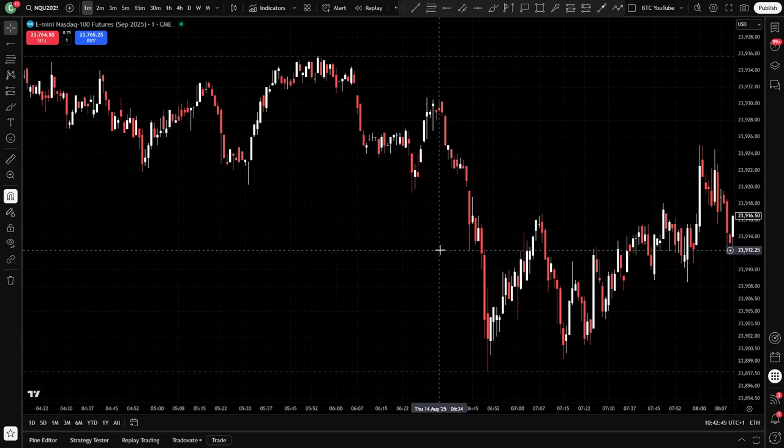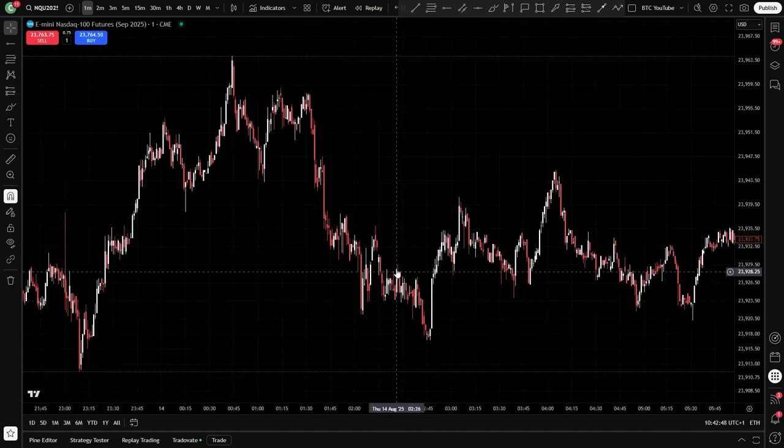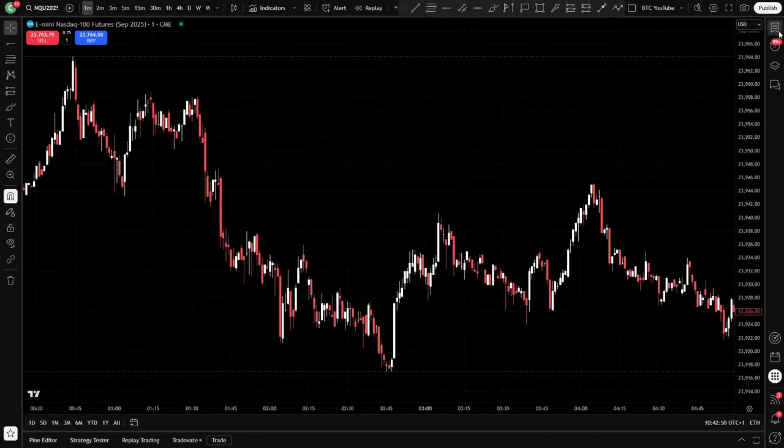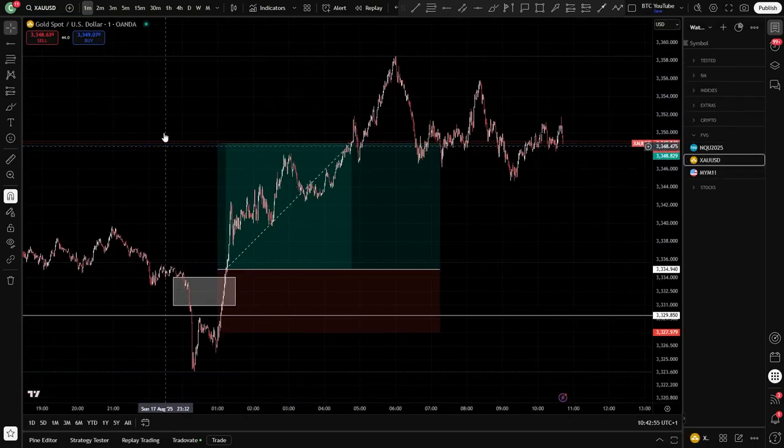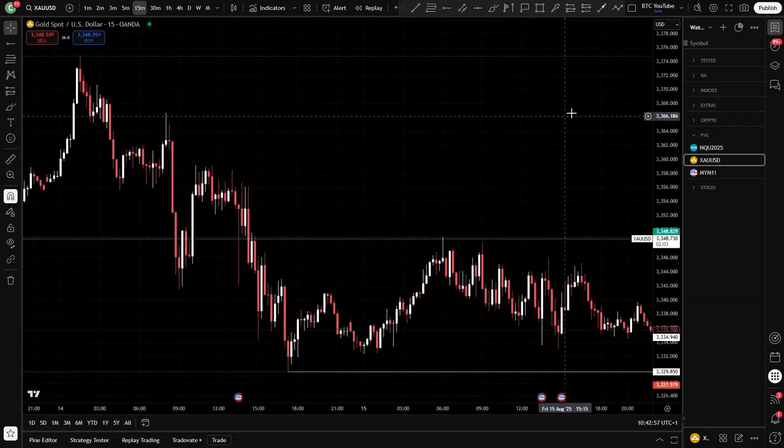There are a lot of potential trades all the time with this strategy. I do urge you to go check it out. And also you can trade gold with this as well. Let me just take a quick look at gold because there was a trade last night on the 15-minute that I wanted to talk about.